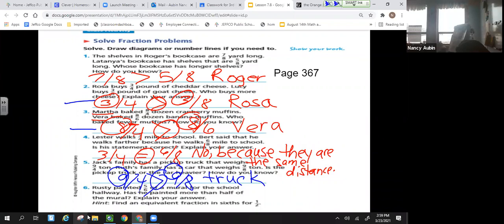Rusty painted 5/6 of a mural for the school hallway. Has he painted more than half of the mural? Explain your answer. So let's think. 5/6 is what they've done. We need to know if that's a half.